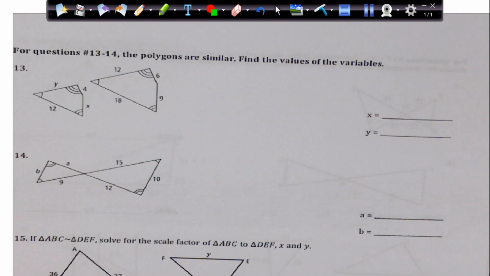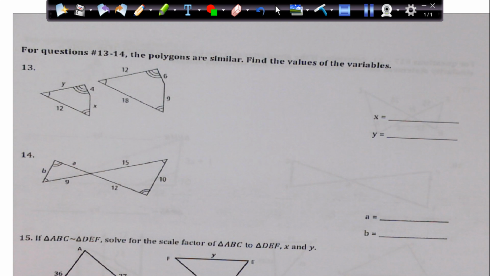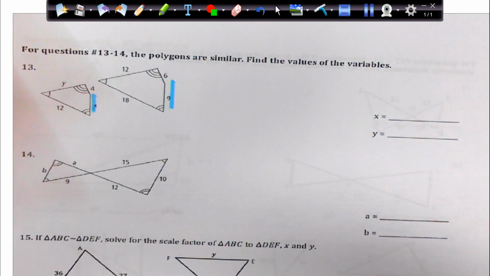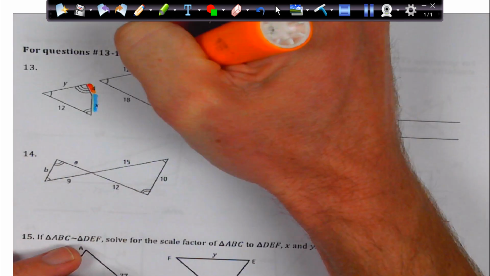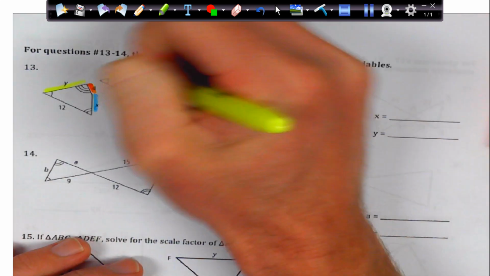All right, almost halfway. Polygons are similar. Find the values of the variables. So we want to match things up. So here I see x is matching up with 9. I see 4 is matching up with 6. And that's going to be important. And then we also see y is matching up with 12. And I'm going to use those ones.